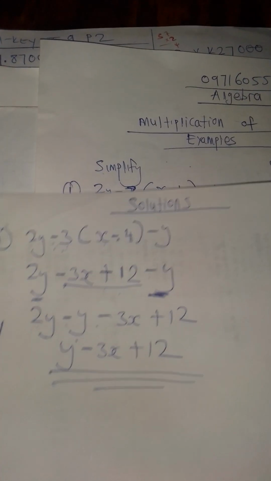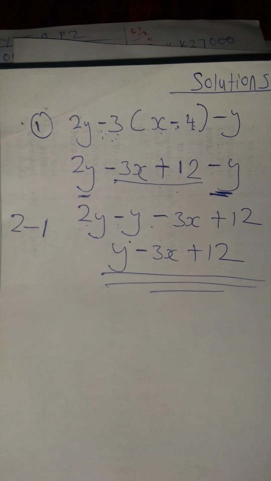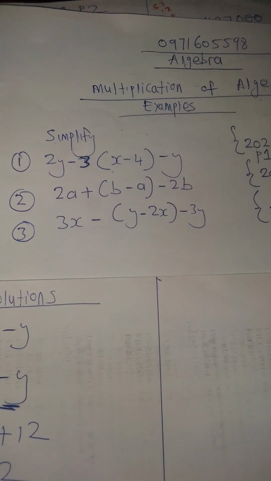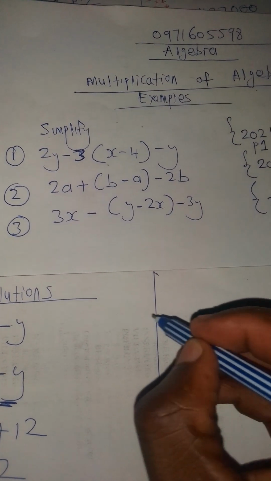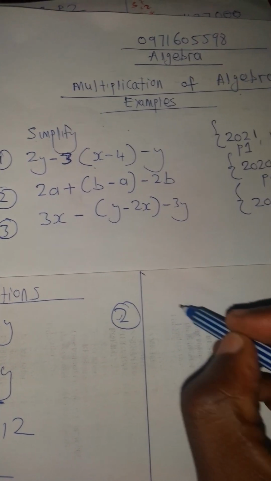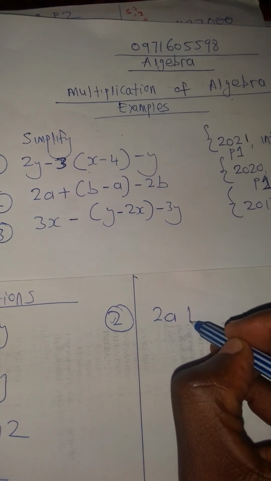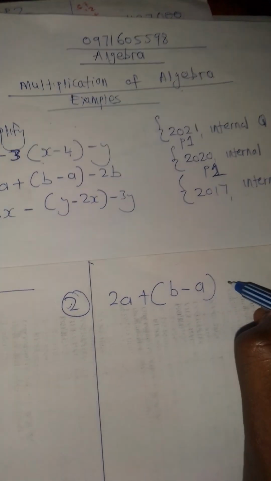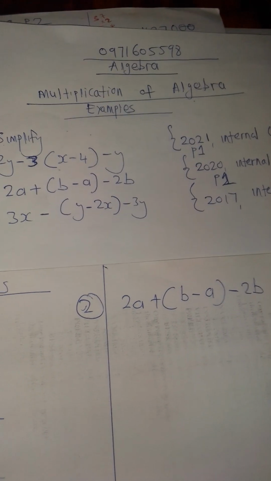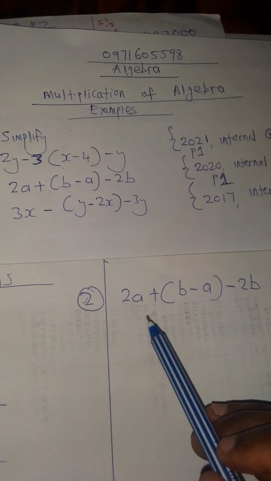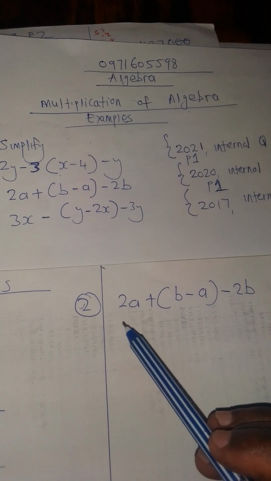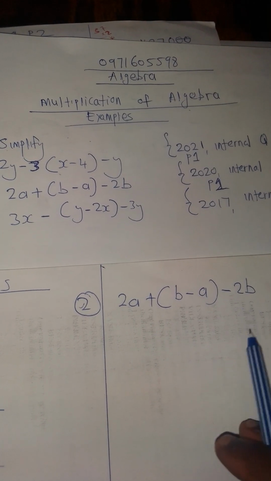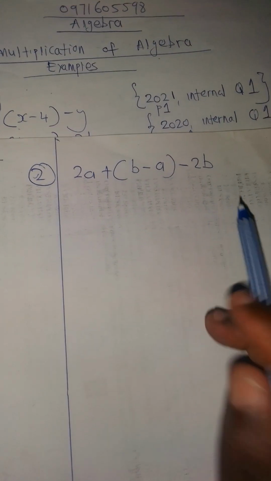So question 2. In case you didn't see, we go now to question 2. We are going to write the question first of all. Question 2. So we have 2a plus b minus a, open the bracket, minus 2b. Mostly when you are writing the question, you have to check that it is exactly the same. You don't have to change anything. Okay, it is exactly the same. Then we can start solving.